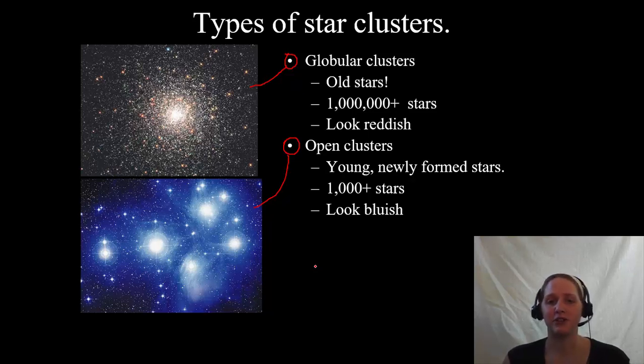Open clusters are pretty much the opposite. Open clusters are young. They're freshly formed stars, just formed from a nebula. They might only have 1,000 stars, maybe 2,000 stars, and to your eye, they would look bluish. So now let's talk about why they look so different, why one is blue, why one is red.